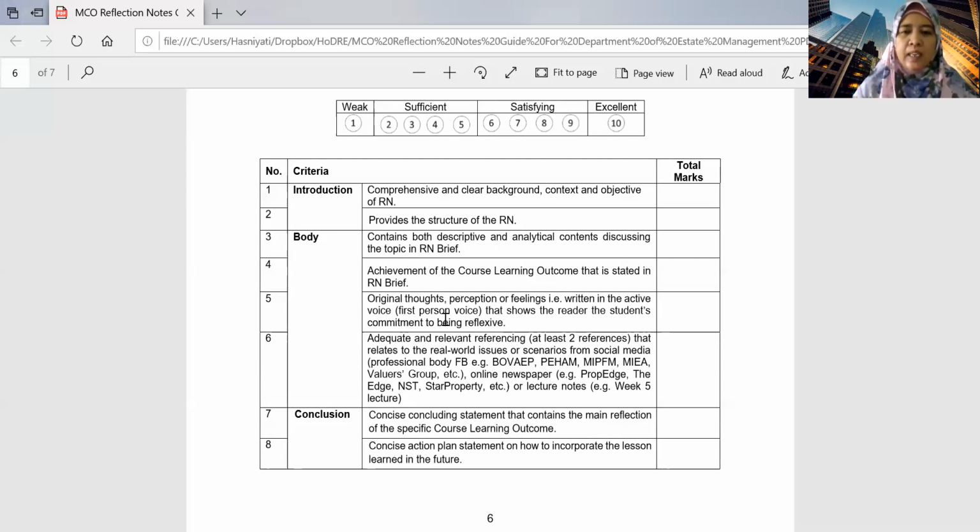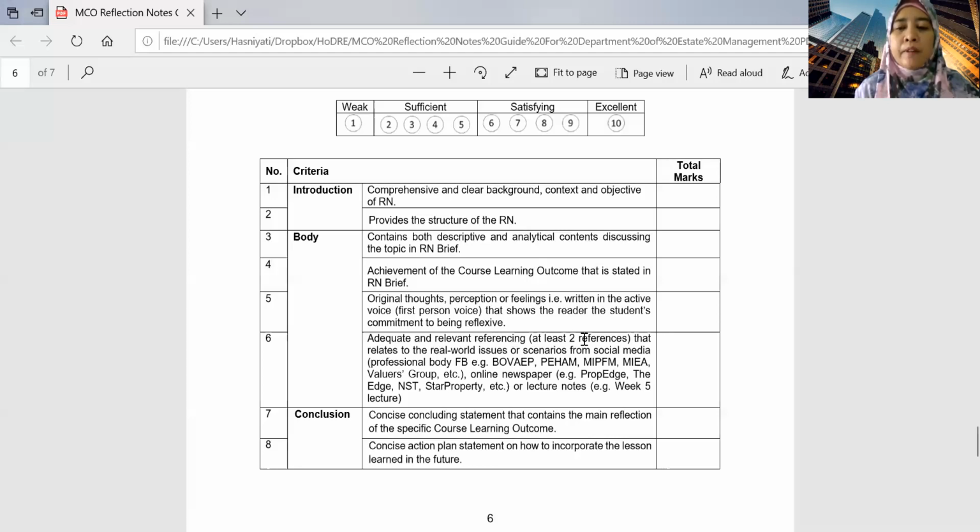So it's not just vomiting facts. No, we don't want that. We want your personal opinion, your personal thoughts on the subject. And then for the body, adequate and relevant referencing, at least 2 references. Like I said before, the references for the reflection notes are not formal references.